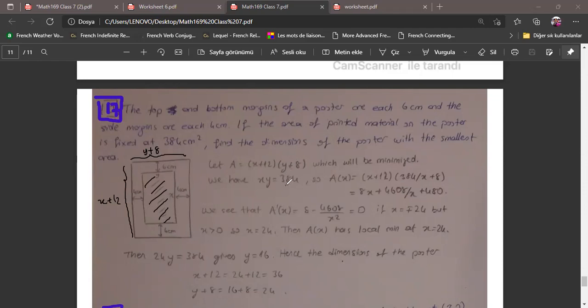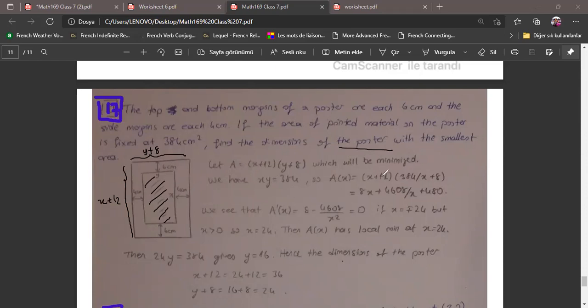We want the dimensions of the poster to be small, right? So we need to minimize it again. What do we have as function? We have x plus 12 times y plus 8. Okay, so we need to minimize it. And we have this info again, so you know that already. So we need to write one of them in terms of the other.